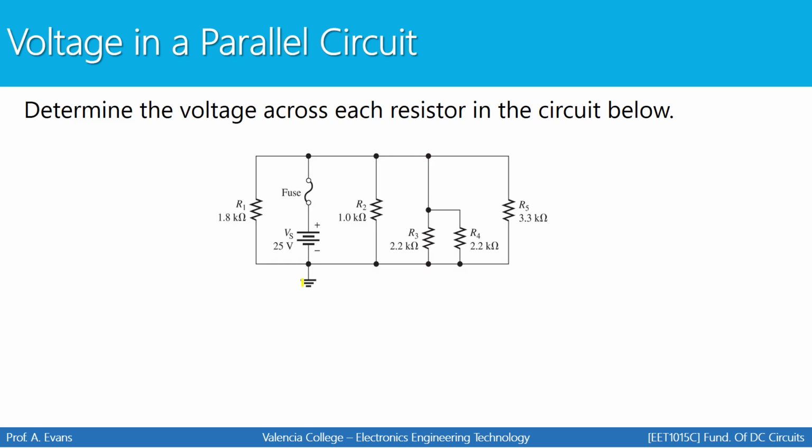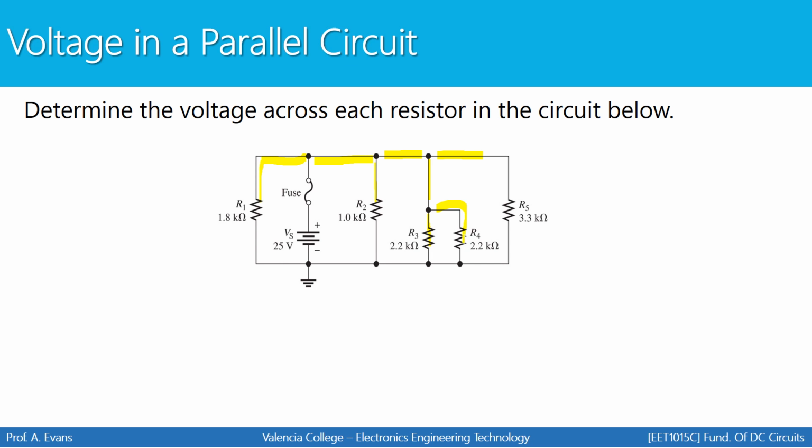If you take a look at the lecture notes, this is the first picture that you have on your notes. And the question is to determine the voltage across each resistor in the circuit below. If you look carefully at this circuit, you can see a voltage source right here of 25 volts. The current has to flow through here, and then it's going to split. Here's one path, here's another path. That path will split here and here, and then this path will split here and split here.